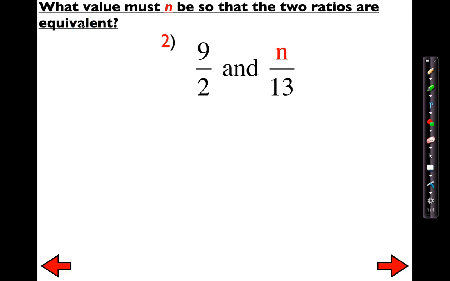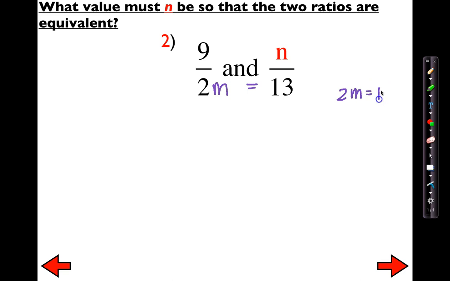Moving on to number 2. The instructions are exactly the same. I need to find n so that the two ratios are equivalent. So here I'm not going to work with 9 and n since I don't know the value of n. So I'm going to go ahead and work with how does 2 become a 13. So it's being multiplied by some value. I'm going to go ahead and call it m like I did in the previous ones. So 2 times some value m is 13. So I'm going to go ahead and set it up as this equation here.